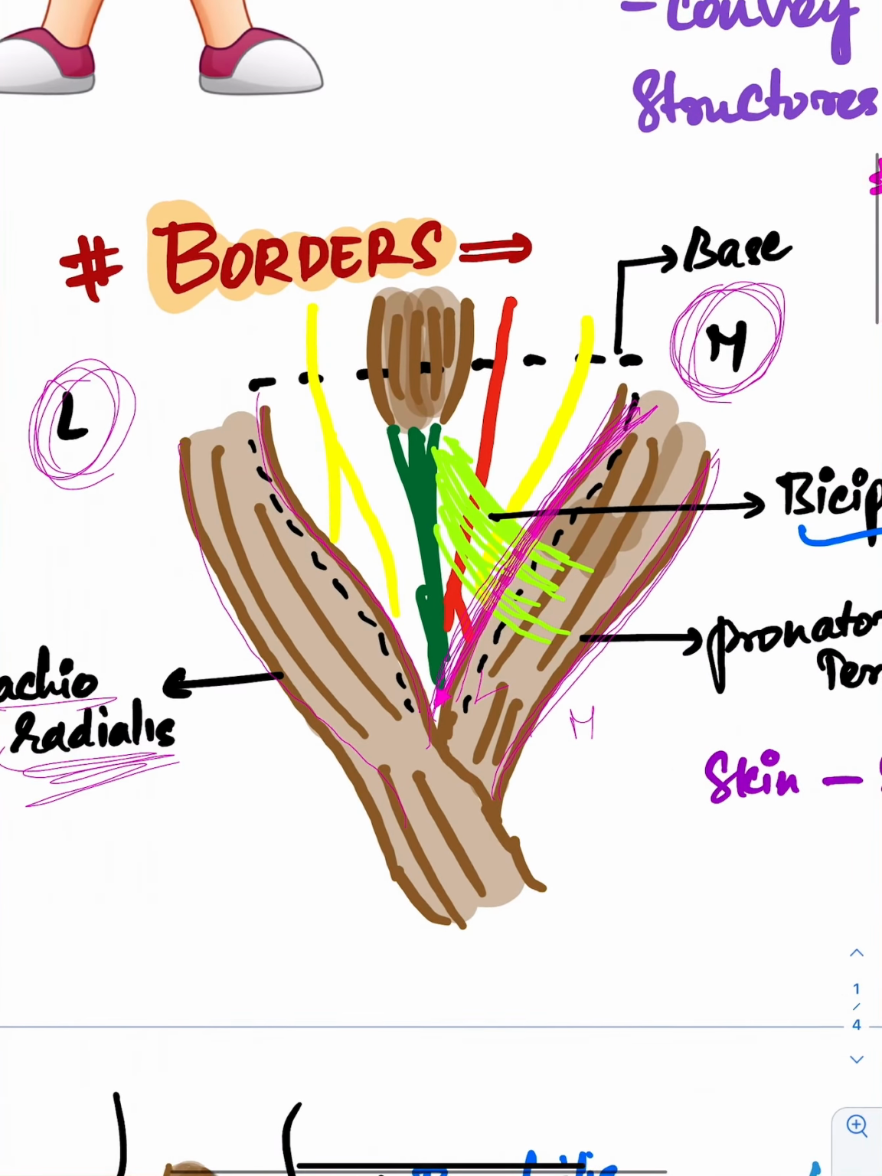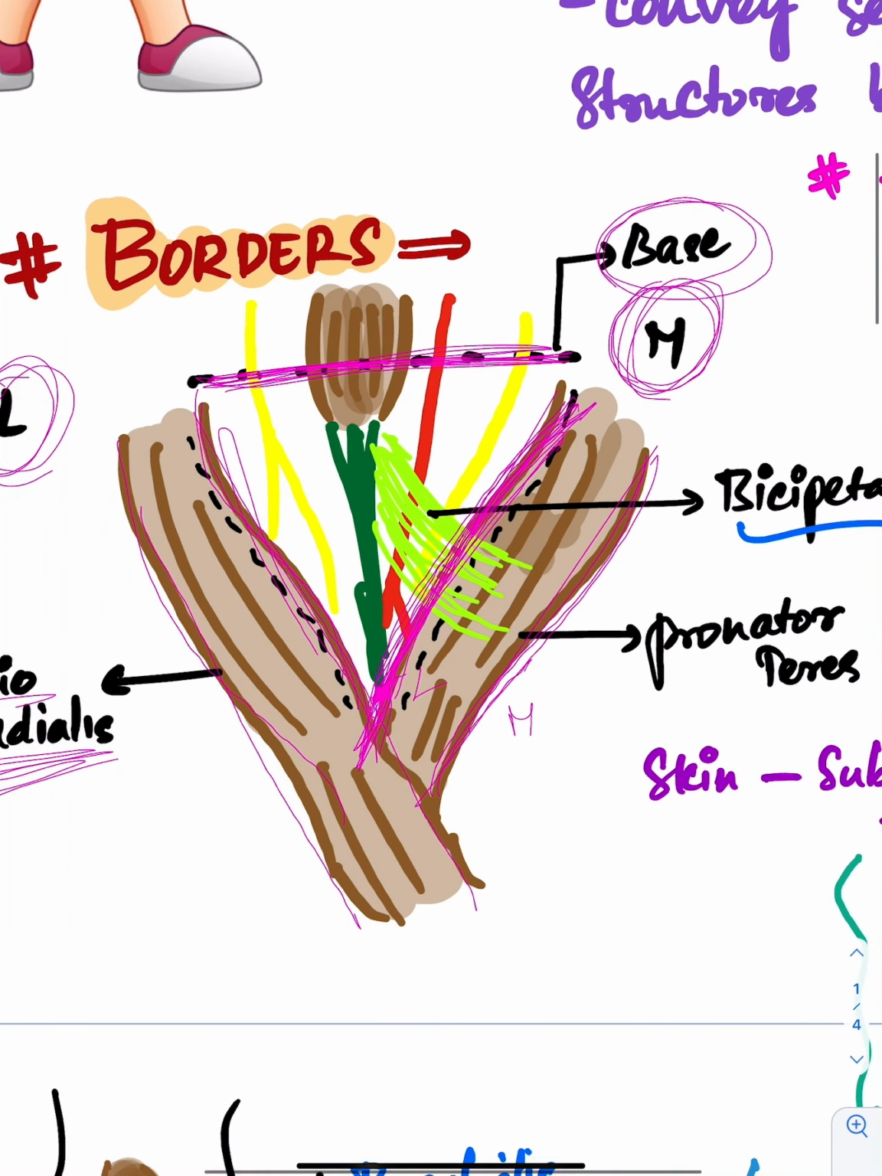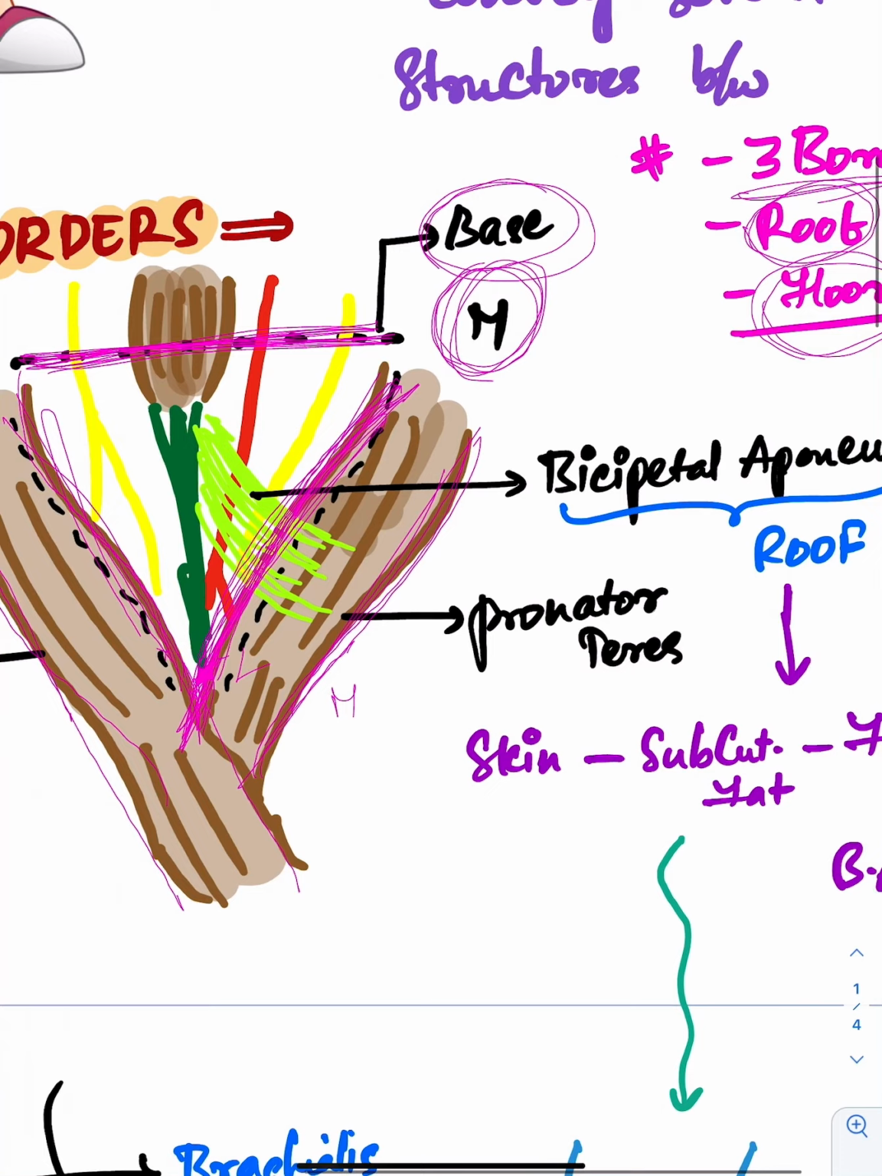These are the medial and lateral boundaries, and the base is formed by an imaginary line which will be connecting the two condyles of the humerus. And see, this is the apex. So this is the base, apex, medial boundary and the lateral boundary. So at the apex, if we see, this brachioradialis muscle will be overlapping this pronator teres muscle. So this is the medial boundary, lateral boundary, the base facing up, apex facing down. Okay, this is all about the borders.